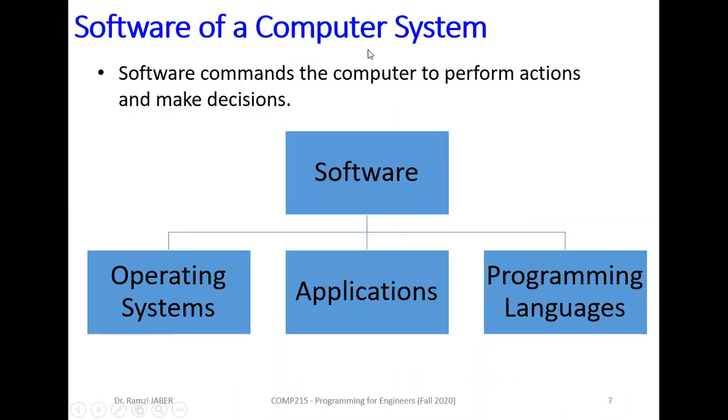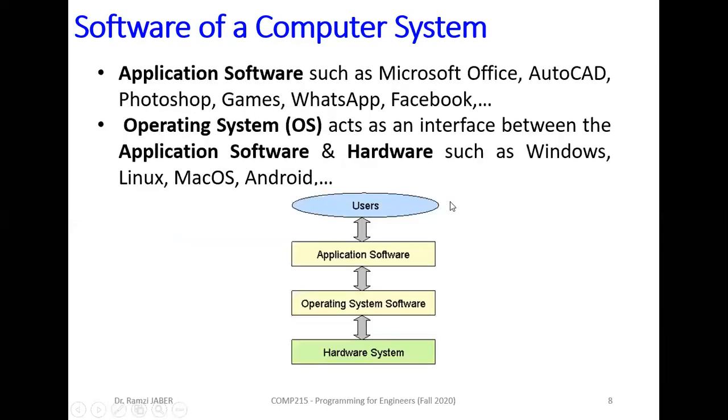Software of a computer system commands the computer to perform actions and make decisions. It divides into three categories: operating system, application, and programming languages. Application software is like Microsoft Office, AutoCAD, Photoshop, games, WhatsApp, Facebook, any application you have.